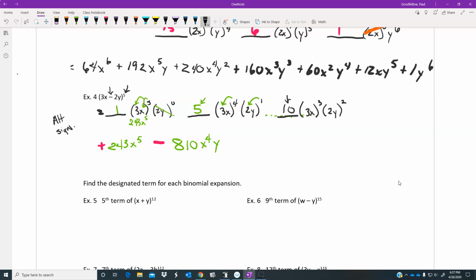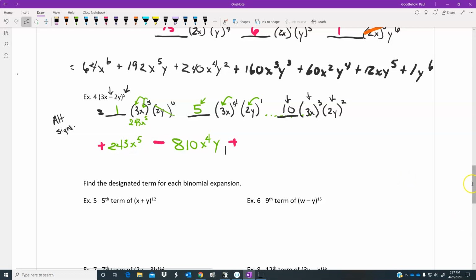But just keep in mind, it's going to be every coefficient if there's a coefficient inside there, and this next term would be positive because of the alternating sign idea. So it's about being systematic and being consistent.